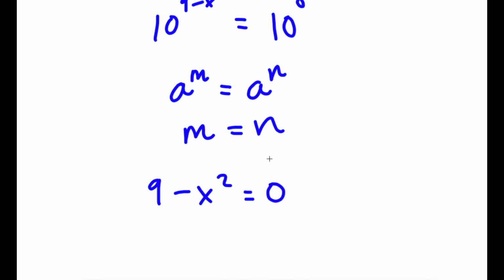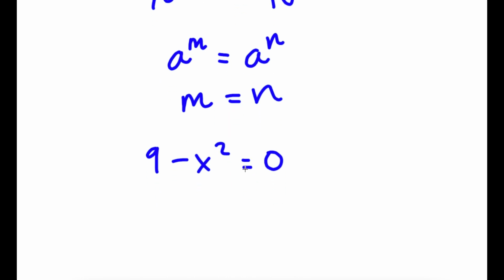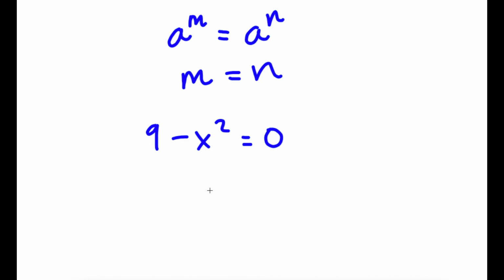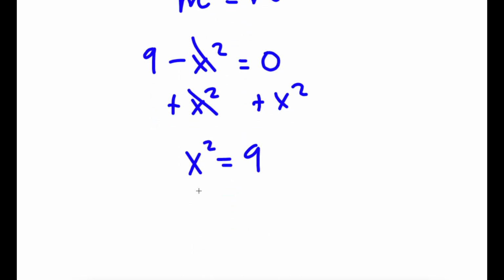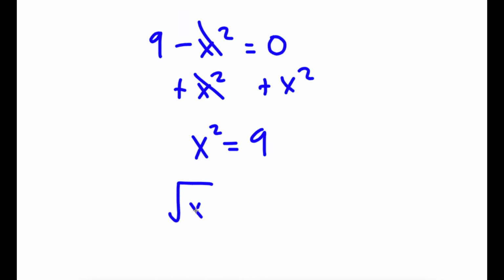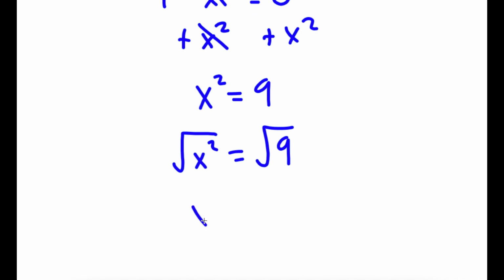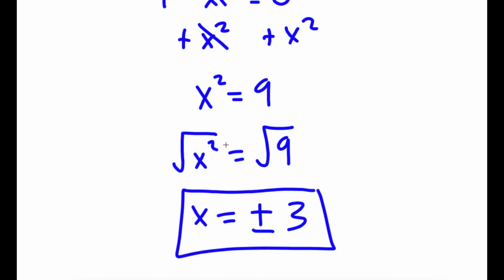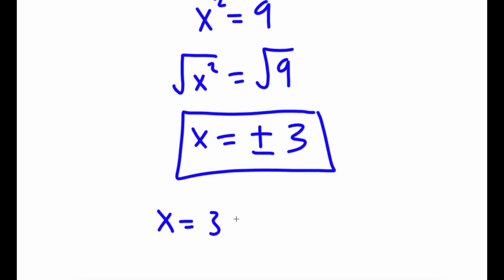Now, as you see, we have a simple equation to solve. So to solve this equation, I'm going to add x squared on both sides. So then these two cancel out, and then I have x squared is equal to 9. Now, I'm going to take the square root on both sides, so I have the square root of x squared is equal to the square root of 9. And the square root of x squared, that's x. The square root of 9, this can be positive or negative 3. So my two solutions for x are x equals 3 and x equals negative 3.